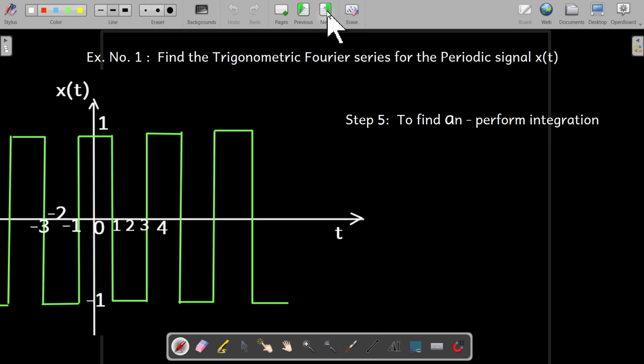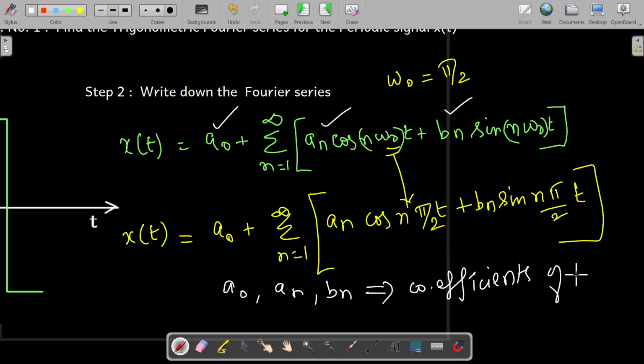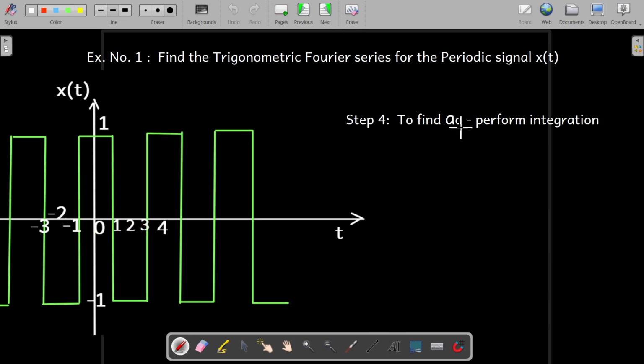I must have explained to you what these things are. This A naught, An, Bn are the coefficients of the Fourier series. Coefficients, they will be some constant value, right? So the fourth step is to find out this A naught, the coefficient. It is nothing but a DC value. It is a constant value. It's the DC of this particular signal. Okay. So how to do that?